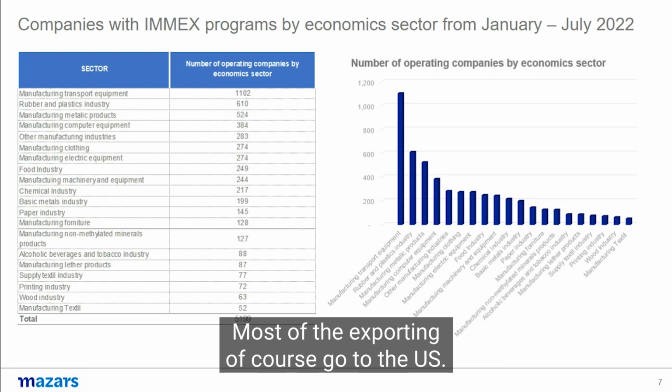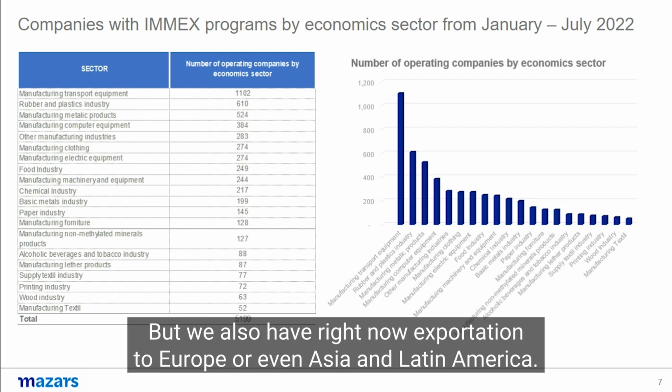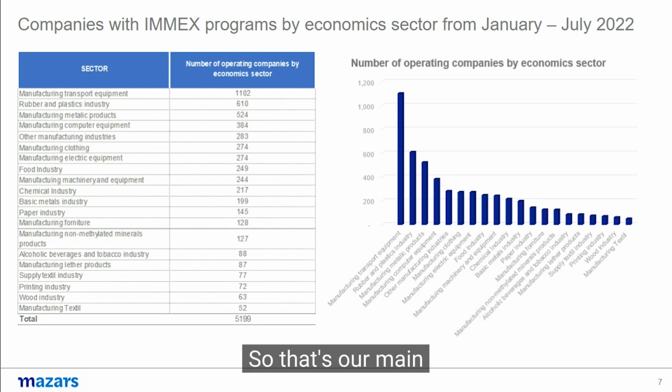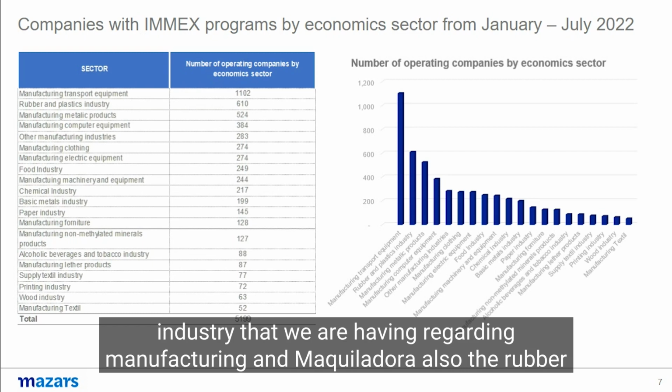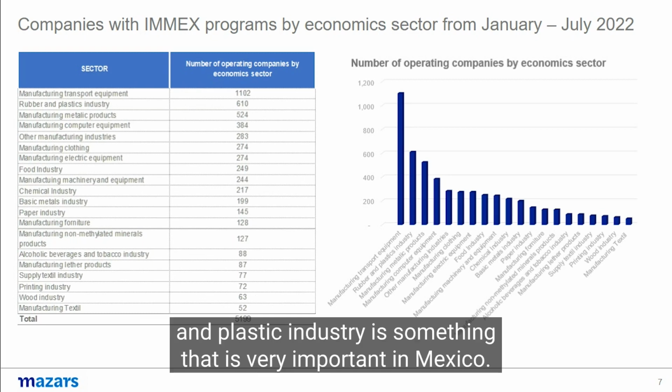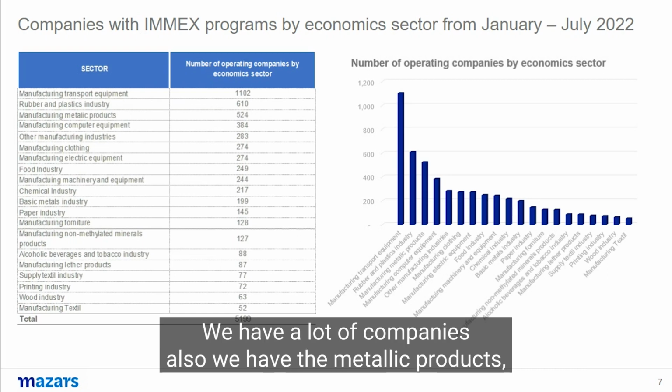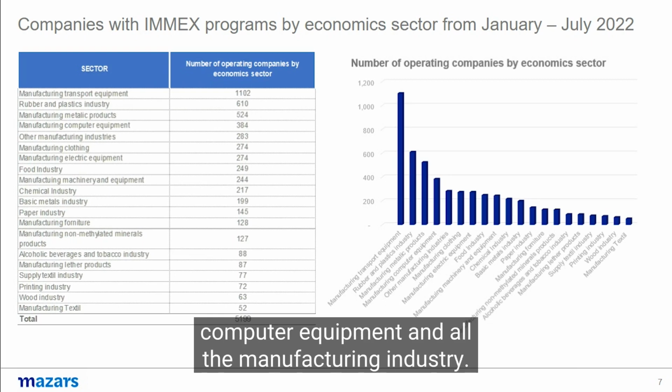Most of the exportation, of course, goes to the US, but we also have exportation to Europe or even Asia and Latin America. So that's our main industry regarding manufacturing and maquiladora. Also, the rubber and plastic industry is very important in Mexico. We have a lot of companies. Also, we have metallic products, computer equipment, and all the manufacturing industry.